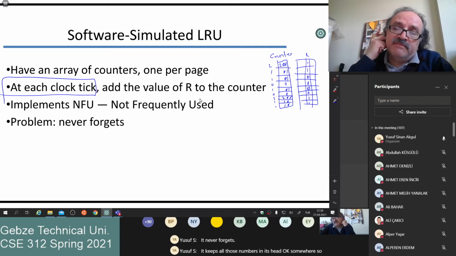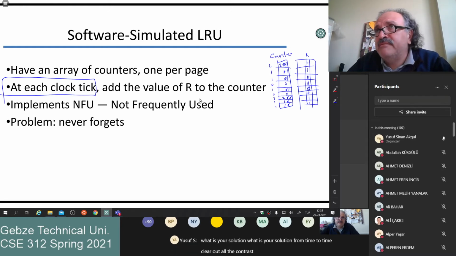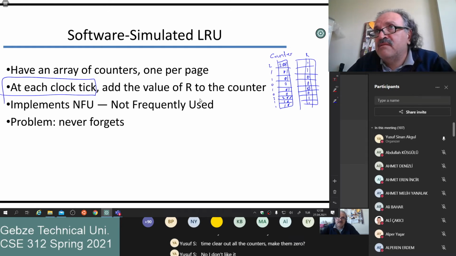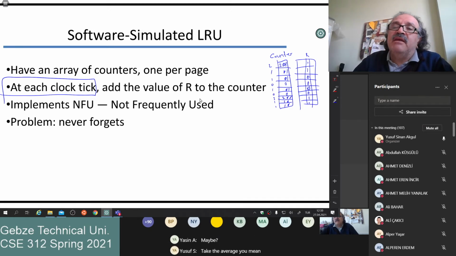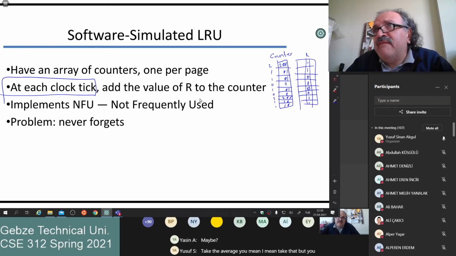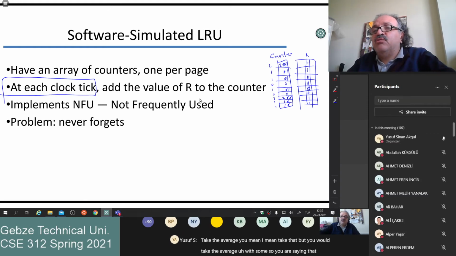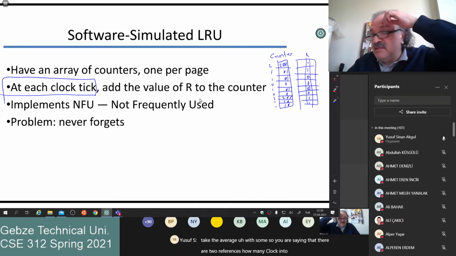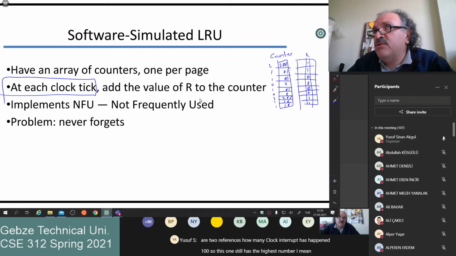So what is your solution? From time to time, clear out all the counters, make them zero. No, I don't like it. So what should I do? Is there any chance to take an average? Maybe. You mean take the average, but with some, so you are saying that there are two references. How many clock interrupts have happened? 100. So this one still has the highest number. You still don't forget.